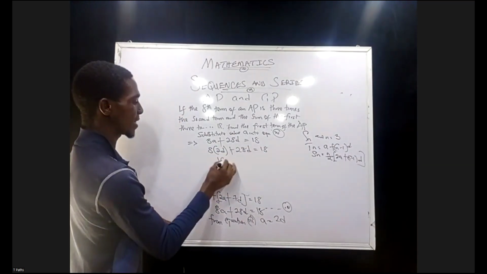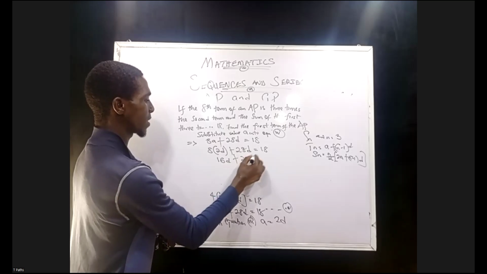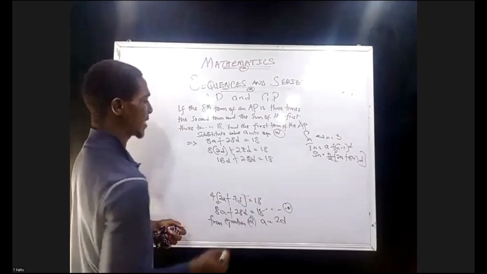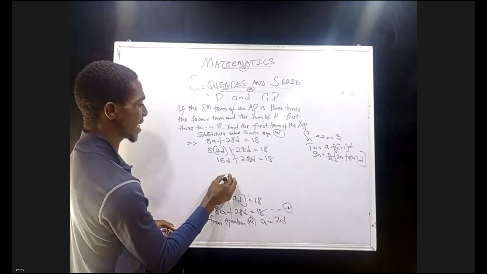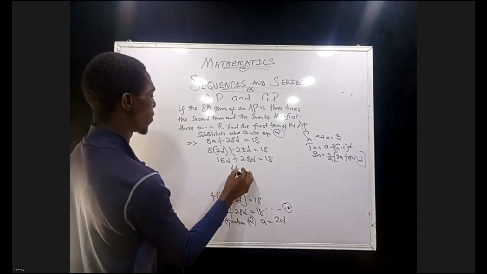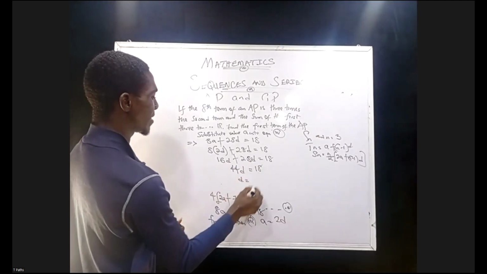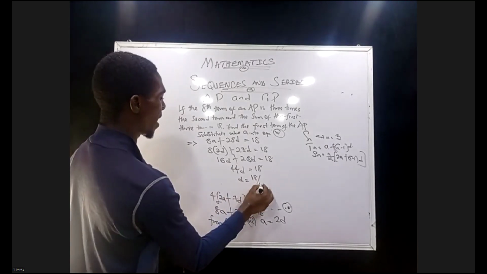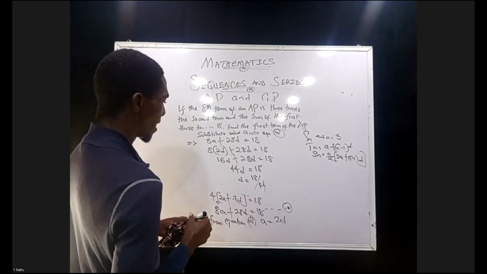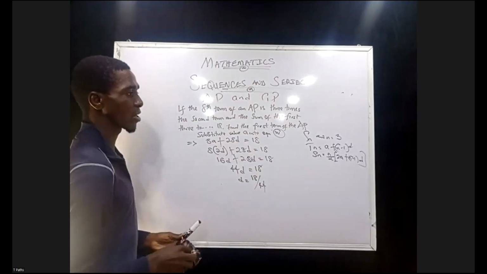Then here becomes 16d plus 28d equals 18. 16 plus 28 is 44. Then 44d equals 18. Then automatically the value of my d becomes 18 divided by 44. That is the common difference. The question requests for the first term, not the common difference.